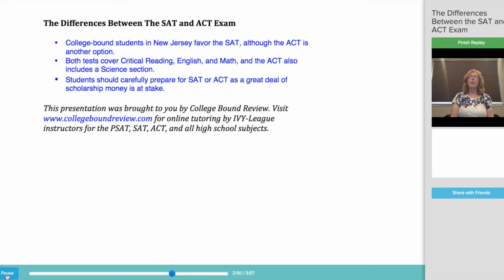Standardized test scores are the main criteria that colleges use when allocating scholarship money, as it's the fairest way to compare students from a wide range of backgrounds and educational experiences. By improving their SAT or ACT scores, students can significantly increase their chances of being awarded scholarship money.